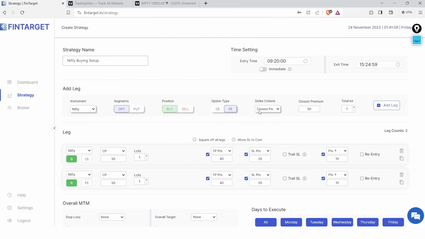So at 9:20, we are going to start looking at options trading around 50 rupees. The moment one option goes from 50 rupees to 60 rupees, we are going to enter the option with the momentum. So we are not randomly entering the option. Once it comes into the momentum, we are going to enter the option, keep a stop loss of 20 points and a target of 40 points.